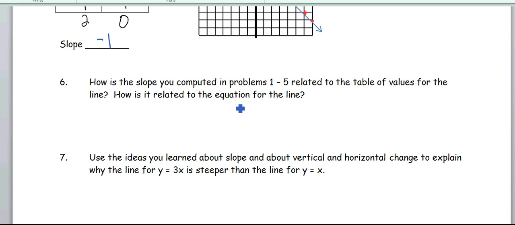Number 7, use the ideas you learned about slope and about vertical and horizontal change to explain why the line for y equals 3x is steeper than the line for y equals x. What I would like for you to do is look at the slope on this and look at it as 3 over 1. And this, if you don't have a number, remember it's 1, but we're going to make a fraction with it, 1 over 1. And that's all I'll give to you. Now I want you to think about it, write your answer down, take it to your teacher.